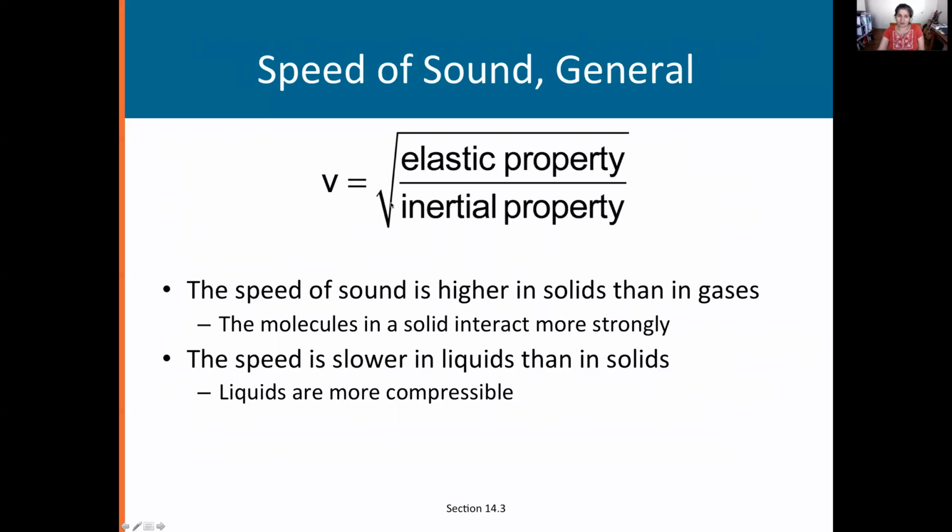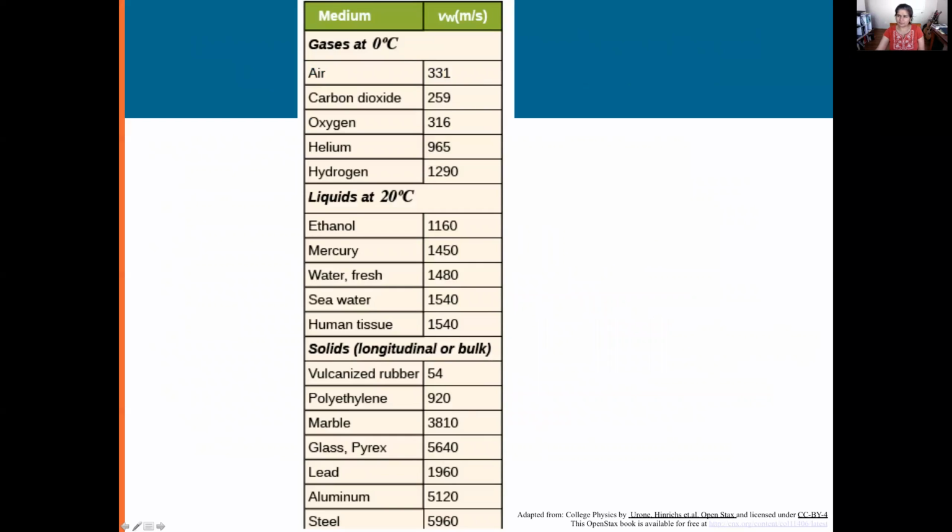So typically we have higher speeds of sound seen in solids, then lower in liquids, and lower still in gases. And this has something to do with the density of the material and the compressibility, yeah? So if we just get a feel for the numbers, you don't have to memorize any of this. This is the velocity of the wave, for sound wave, in meters per second, yeah? In gases, in air, about 331 meters per second at 0 degrees Celsius.